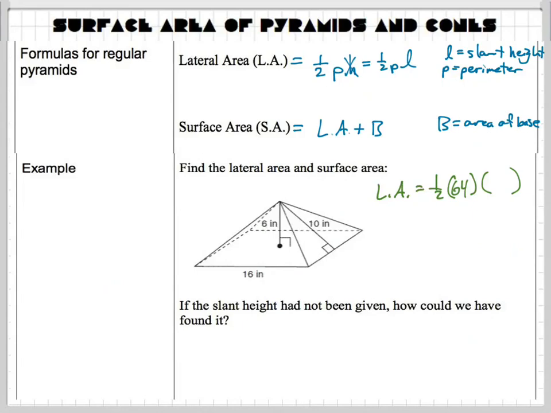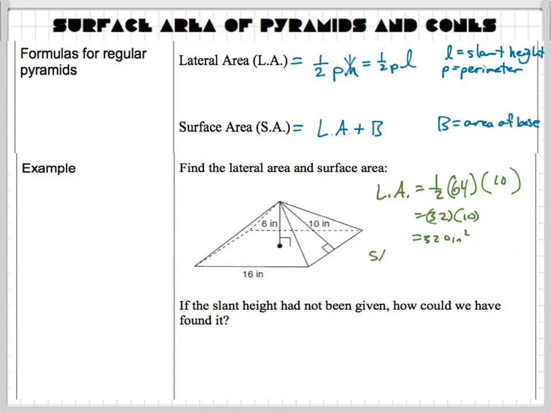Okay, what about the slant height? Does it give it to us? 10. Yeah, it's right there. You see the height of the lateral shape right there? It's 10. I'm going to multiply one half times 64, that would be 32. And then I multiply it by 10, that would be 320. That would be the lateral area. That's just the area of the side figures, the triangles. And that's going to be inches squared.